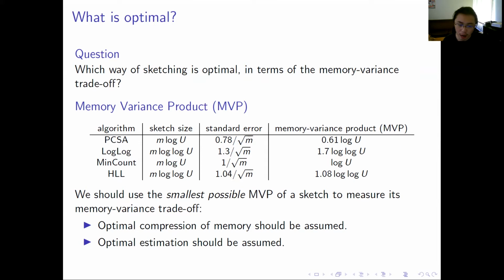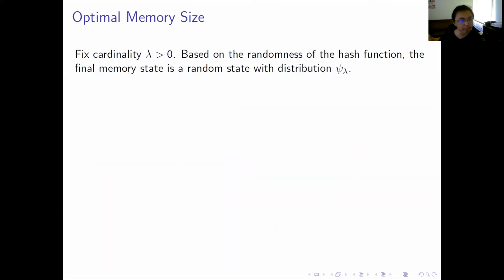Then we are going to see how we can characterize optimal compression and optimal estimation by two important information numbers. Let's start with optimal memory size. The trick is to fix a specific cardinality lambda. Once lambda is fixed, the outcome of a single sketch can be considered as a random variable, a random state.